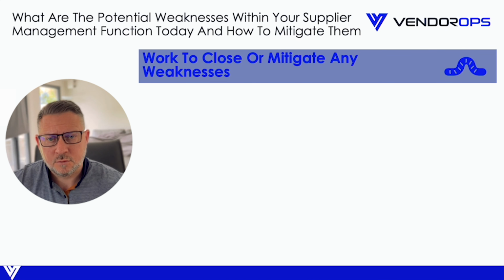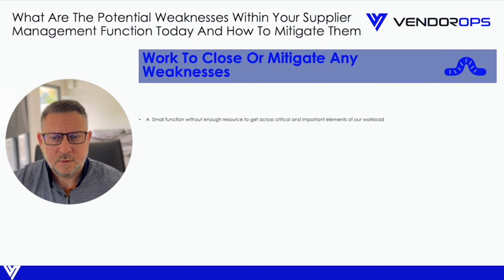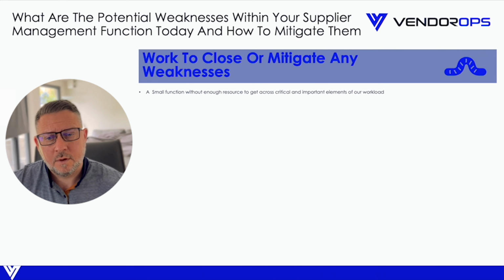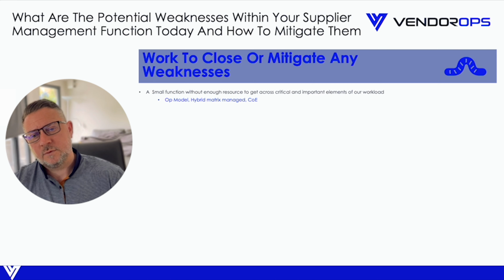So what are the potential weaknesses within your supplier management function today, and how do you mitigate them? One of the ones that we more commonly come across when we do our work is that it tends to be a small function, comparative to the organisation size or the number of suppliers within that organisation. There tends to be not a lot of people and never enough resource to get across all the critical important elements of the workload, let alone the rest of the suppliers in the supplier tail and the vendor tail. So what do we always recommend when we see this situation?